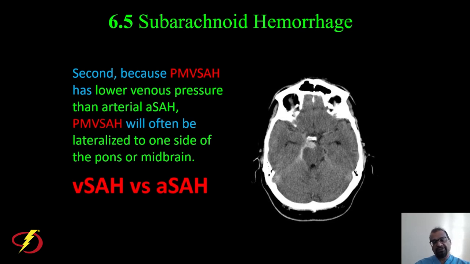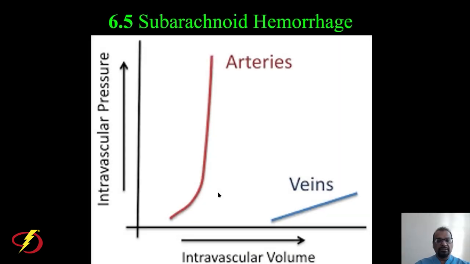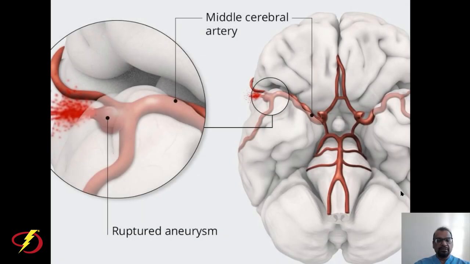Now, paramesencephalic venous subarachnoid hemorrhage, that's a lot to say. So I want you to just think of this as venous subarachnoid hemorrhage versus aneurysmal or arterial subarachnoid hemorrhage, okay? Venous subarachnoid hemorrhage, much less pressure, tends to be more localized. Aneurysmal subarachnoid hemorrhage is much more pressure, more diffuse when compared to venous subarachnoid hemorrhage. So again, arteries have more pressure than veins, and that's why we see that.